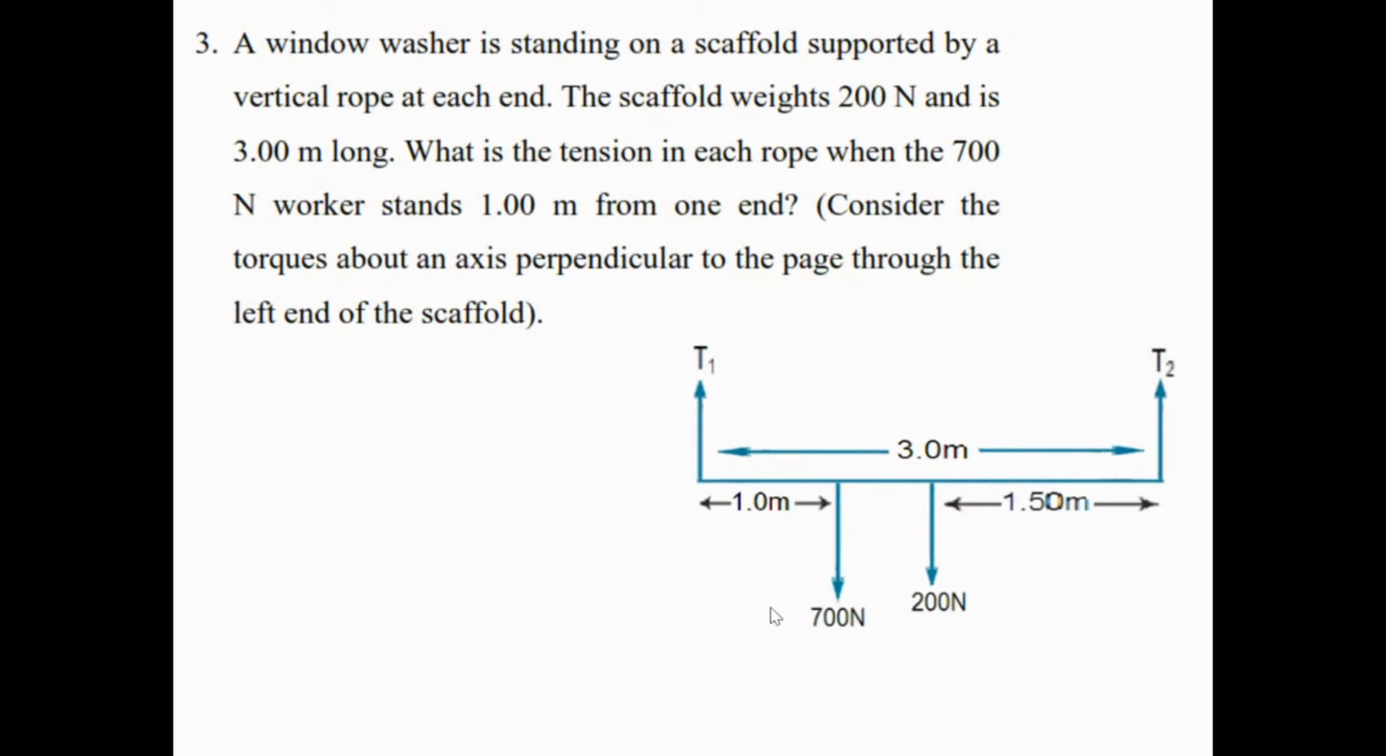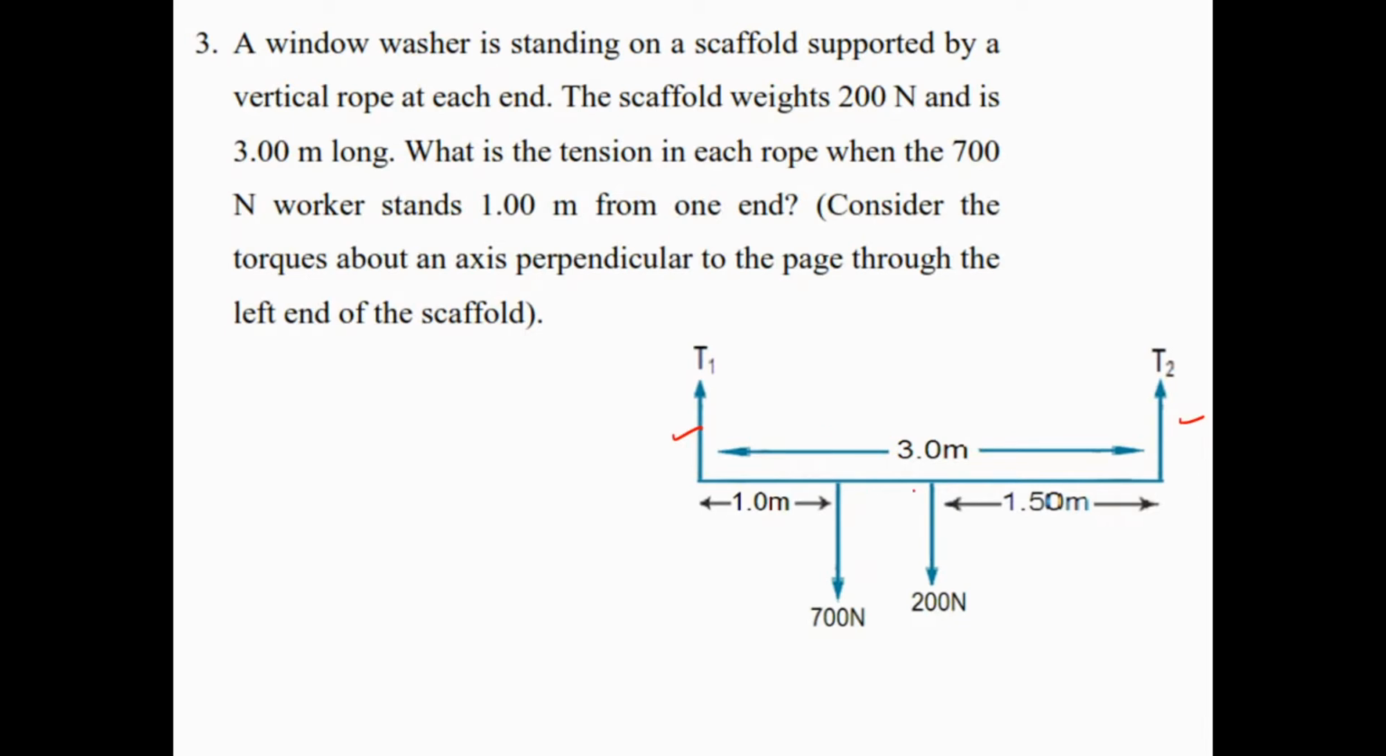Now we have to solve the third question. What is given in the third question? Read the question very carefully. A window washer is standing on a scaffold supported by a vertical rope at each end. So you have to see the diagram. This T1 and T2 is nothing but the tension. That means this side and this side we have the rope. The tension created in the first rope is T1. The tension created in the second rope is T2. Clear?